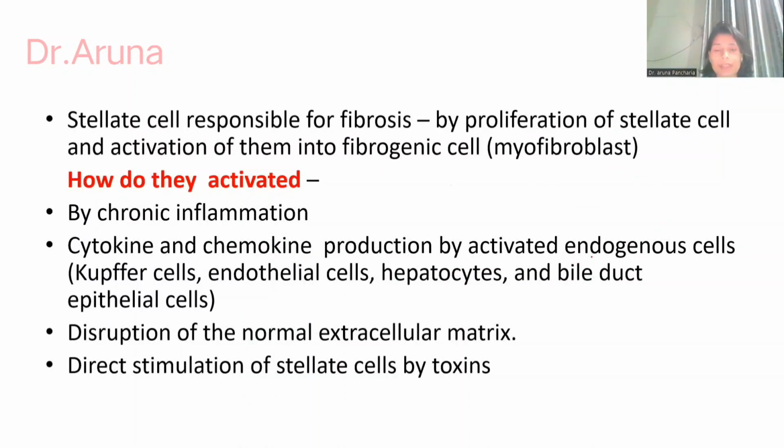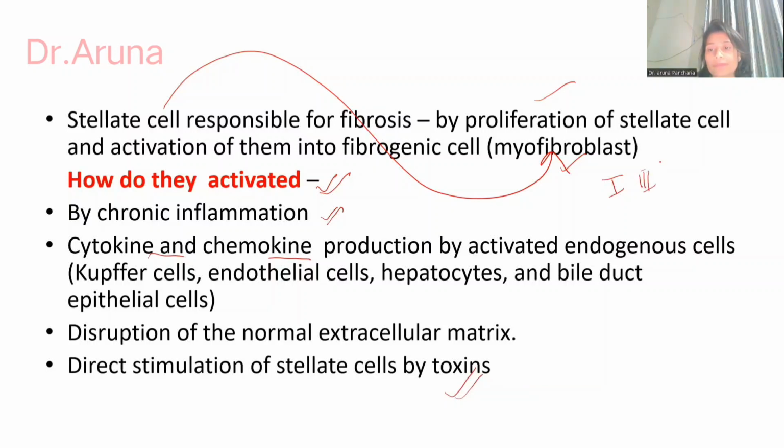And stellate cells are going to produce this fibrosis by proliferation and activation into fibrogenic cells. These stellate cells convert themselves into myofibroblasts. And what is the source of the activation of these stellate cells? They can be activated by chronic inflammation, by cytokines or chemokines, or directly by toxins. So the stellate cells proliferate, convert into myofibroblasts, and release type 1 and type 3 collagen.